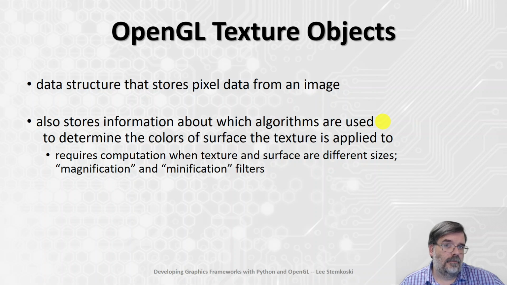is applied to. We might not think about this very often, but usually the size of an image is not going to be exactly the same size as a surface we want to apply it to. We'll typically need to either zoom in or zoom out on the texture and figure out how to associate those values. And the methods or algorithms we use for that process, those are called magnification and minification filters. We'll talk about them a little bit more in a minute.